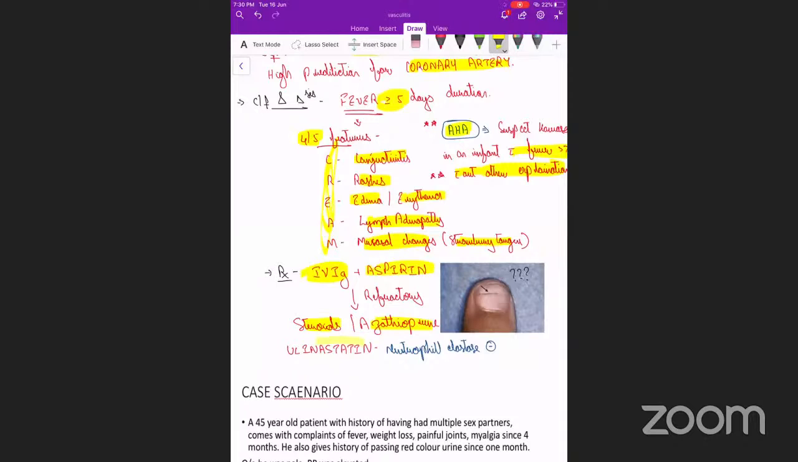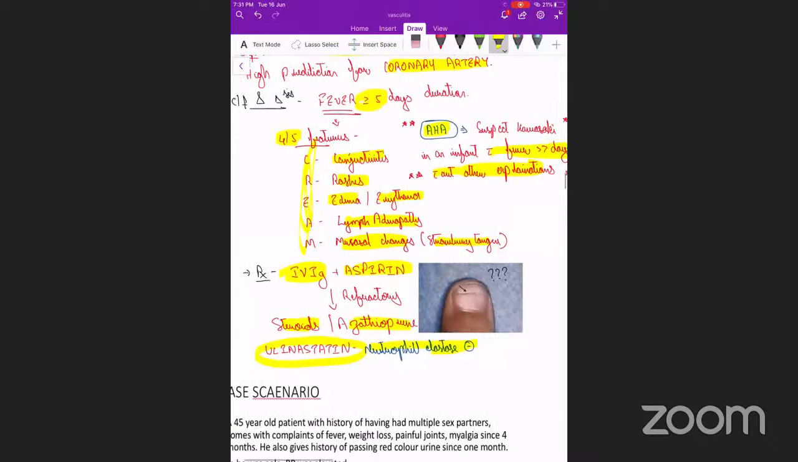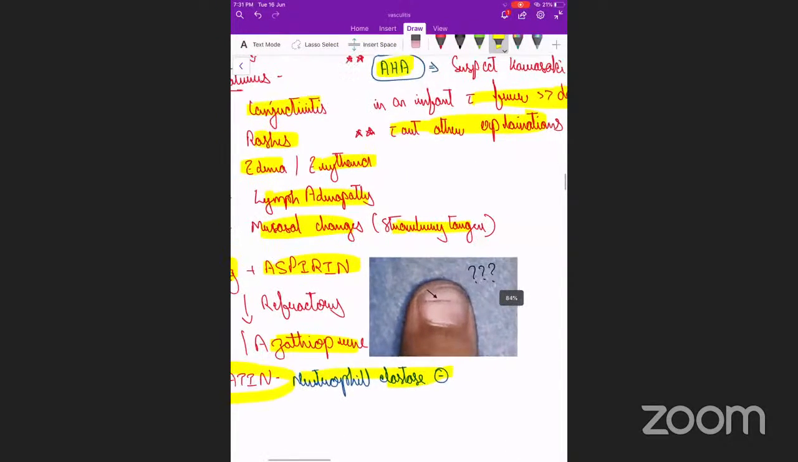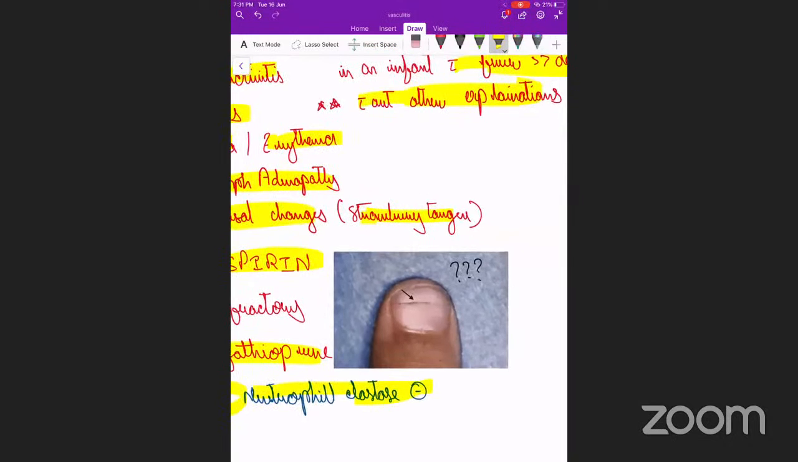And this is a newer drug. It can be asked in your MCQ, not used that much though, but since it's new, it can be asked in your MCQ. Ulinastatin, which is a neutrophil elastase inhibitor. What is this? This finding as well is seen. What is this image?